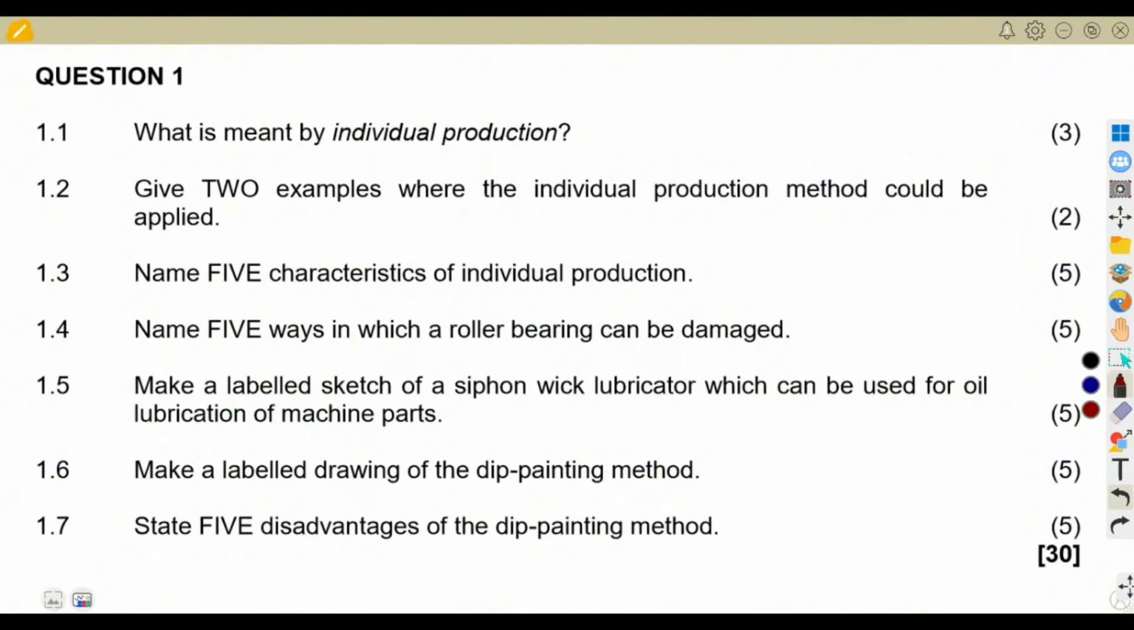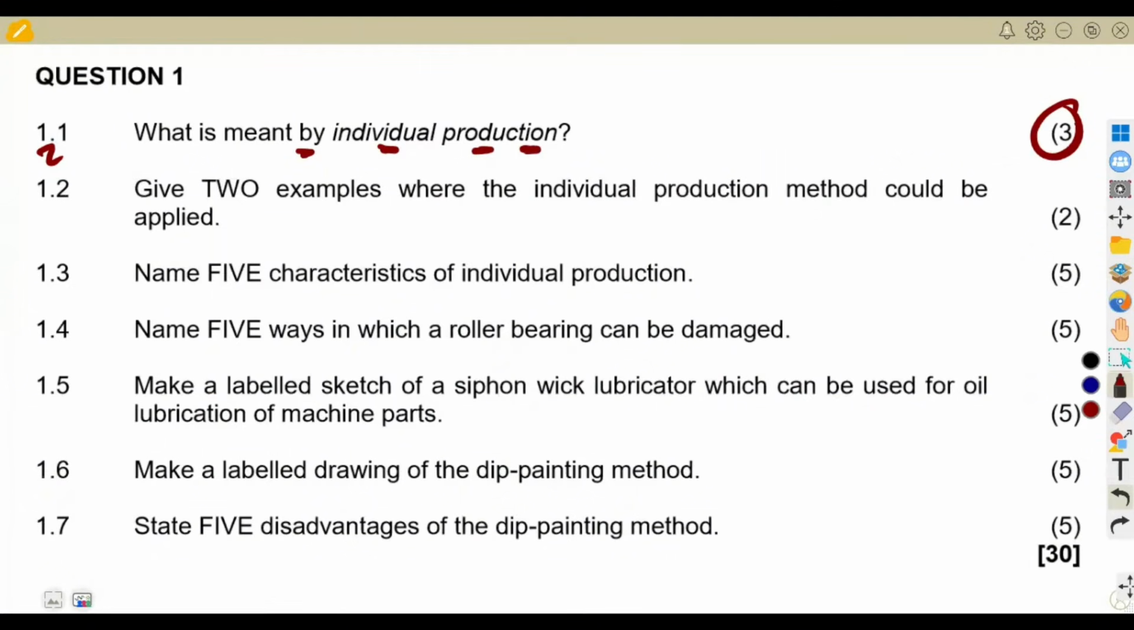All right, like I said, I'm not going to waste much time. Let us quickly check the first question. We are given 1.1: what is meant by individual production, for 3 marks. Like I said, they just need you to be straightforward to the question. I just hope you're going to be able to see this part.